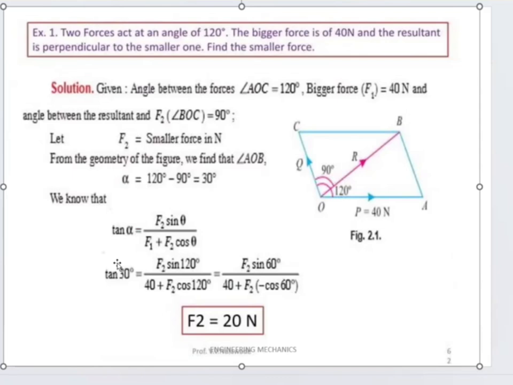So putting all the values, we get tan alpha is equal to F2 as it is, because we have to find the smaller force, F2 sine 120 divided by 40, that is the bigger force, plus F2 as it is, because we have to find the value of F2, cos 120. So from this we get the value of F2.